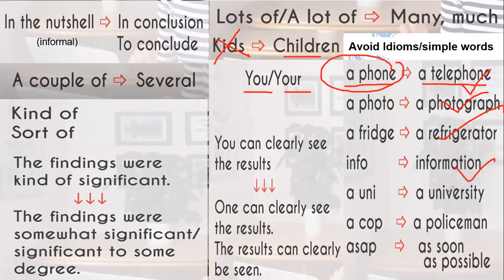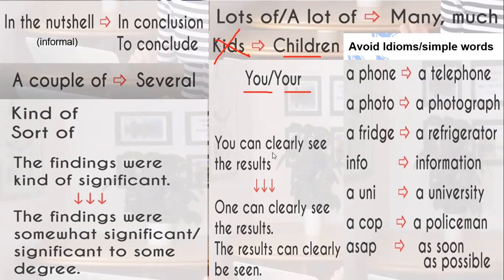Then "information", not "info". You can't go for short forms. Simply put, you cannot use short forms. And you need to be careful with idioms and phrases. You can use collocations and phrases, some of them, but don't go with idioms like "in a nutshell", ABC, like that.